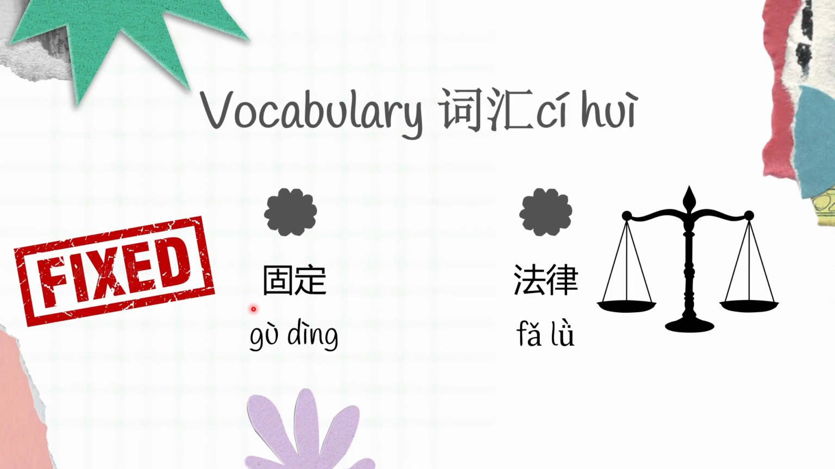In the first slide, we have 固定 and 法律. The meaning of 固定 is fixed and 法律 is law. And let's read together, guys. 固定, 法律.